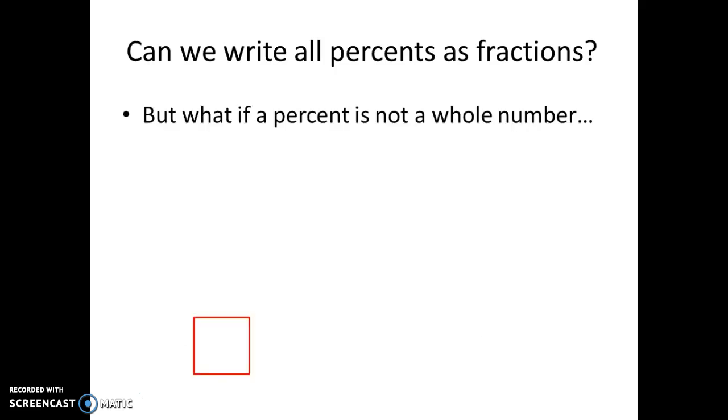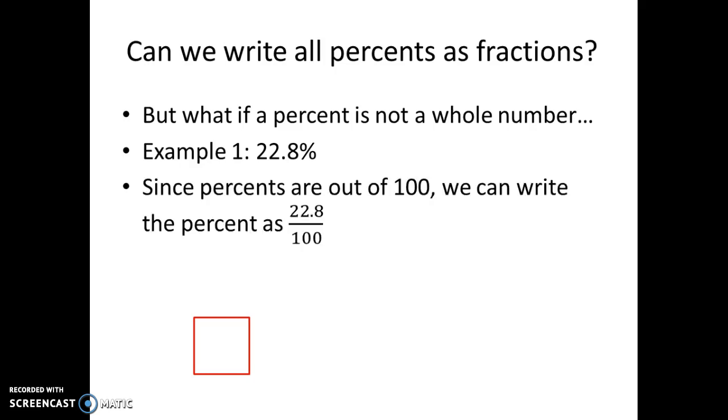So what if a percent is not a whole number? Can we still write that as a fraction? An example is 22.8%. So this means that this percent is going to be between 22 and 23%, and it's going to be closer to 23%. So since percents are out of 100, we can write this percent as 22.8 over 100.